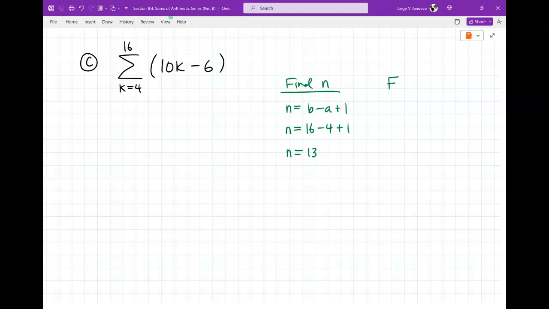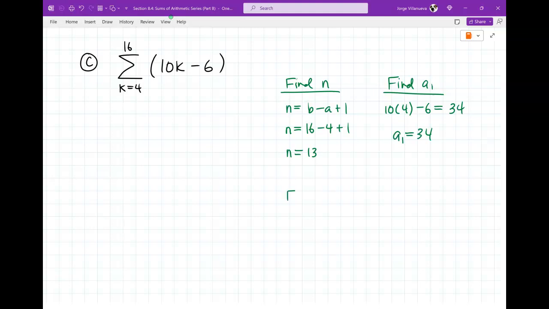Now, find a sub 1. Now notice, to find a sub 1, I'm not going to plug in a 1. Right? What number am I going to plug in? A 4. So 10 times 4 minus 6. And the reason why I'm plugging in a 4 is because that's the number I'm supposed to start with, right? The bottom number. So that's 40 minus 6, so that's going to be 34. So a sub 1 is 34.